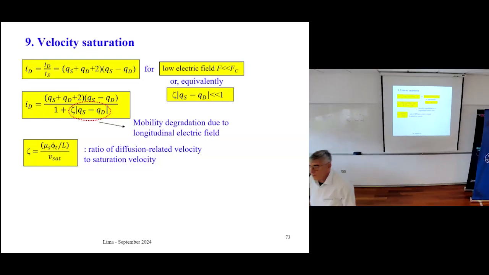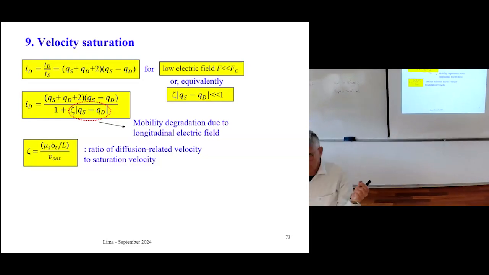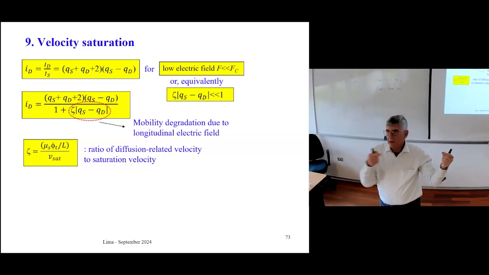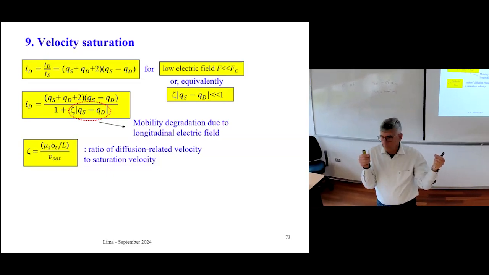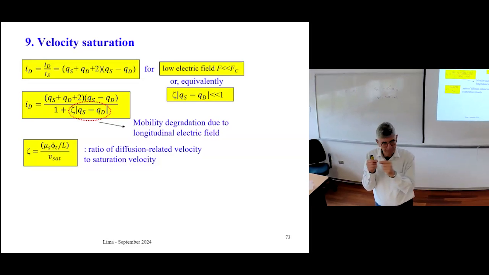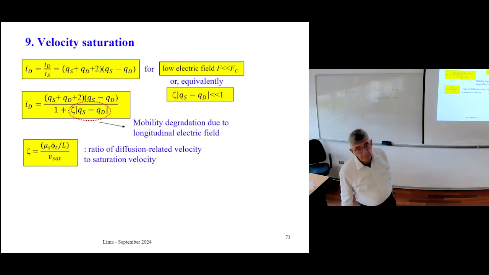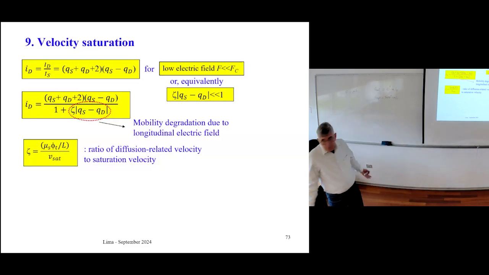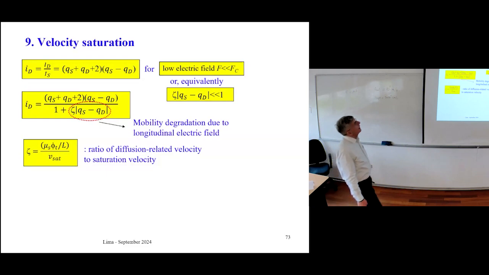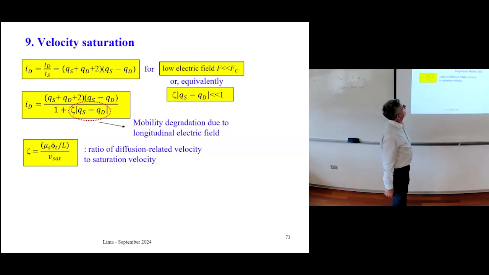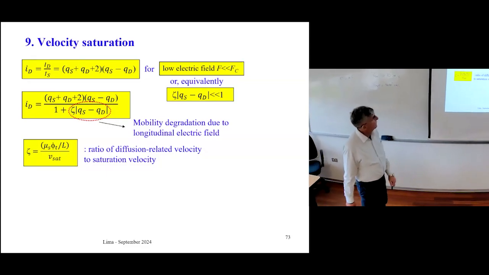Okay? What's the meaning of QS equal to QD? The channel is uniform. You don't have a current. So you don't have a field. The longitudinal field is 0. So this is the beginning of the characteristic. Okay? And now it's very easy to handle this result.